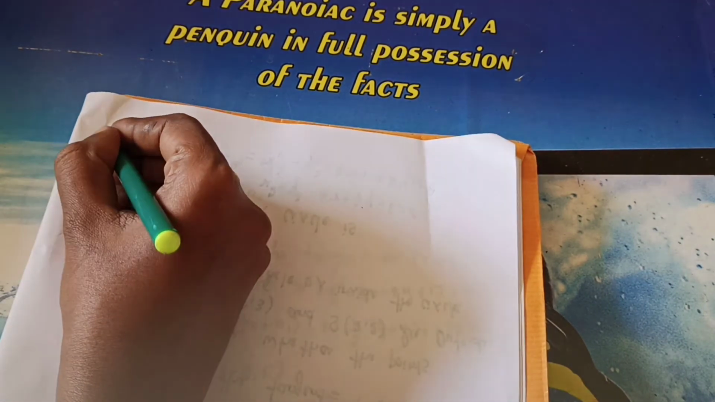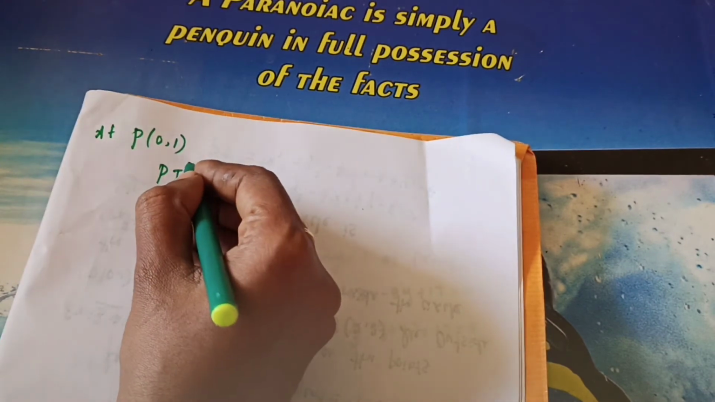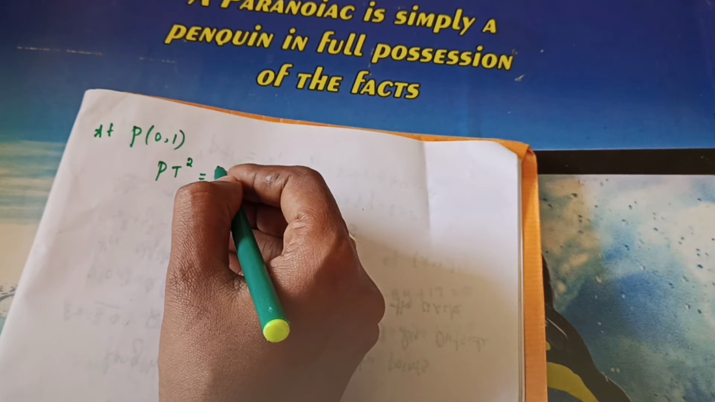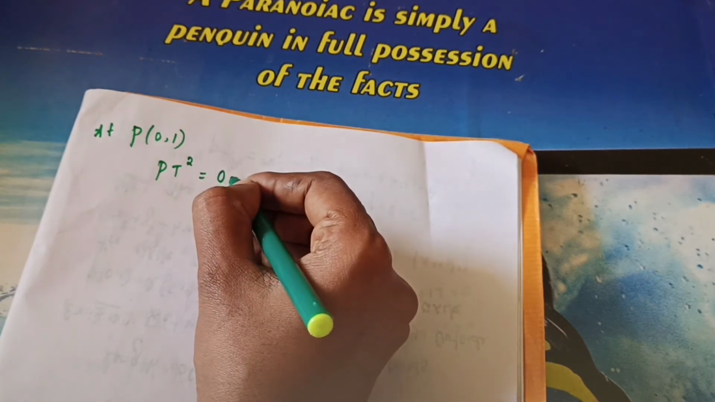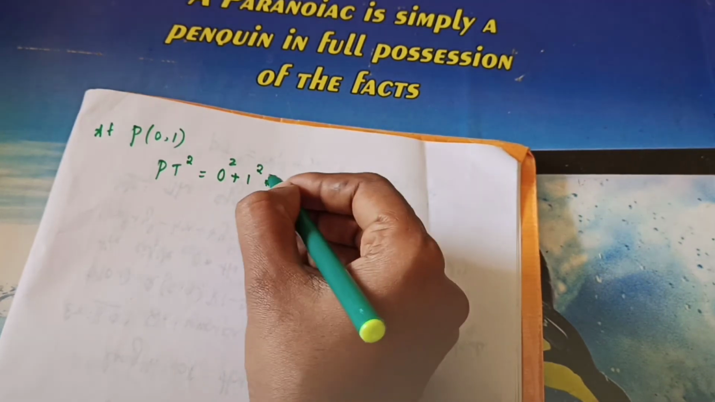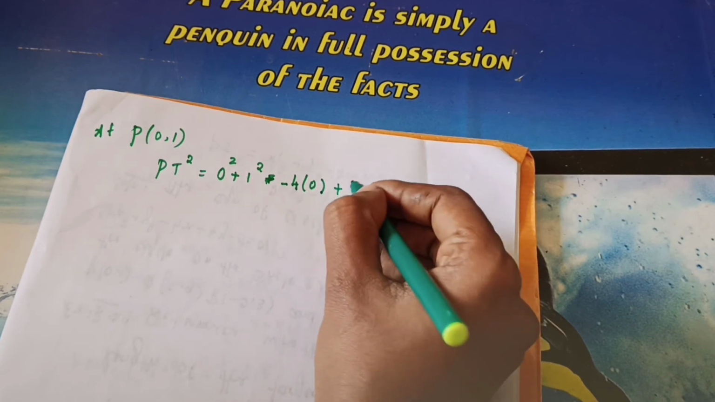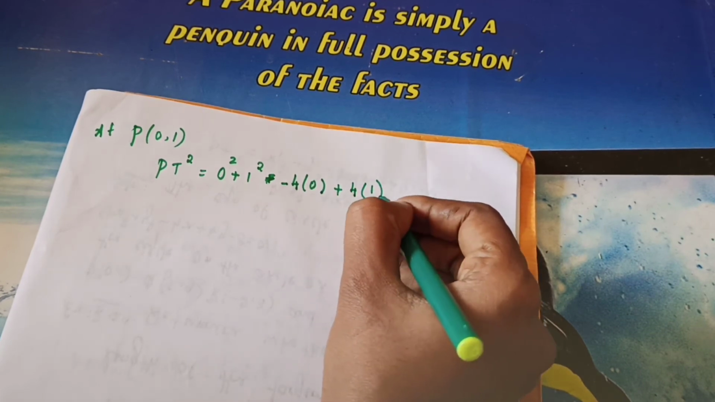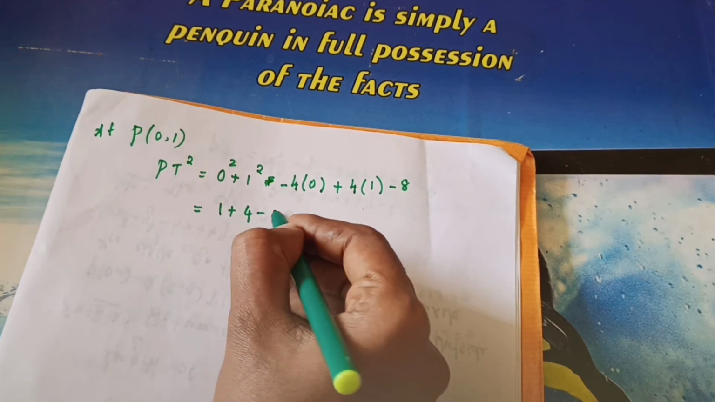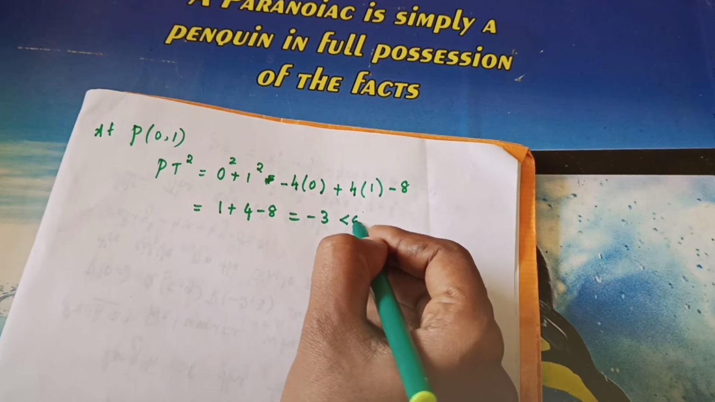So first at P (0, 1). So PT square, in the place of x1 as 0, y1 as 1. Okay. So what will happen? 0 square plus 1 square minus 4 into x1 value was 0 plus 4 into y1 value was 1 minus 8. Simplify: 1 plus 4 minus 8. You will get minus 3. Whether it is greater than 0 or less than 0? Less than 0.